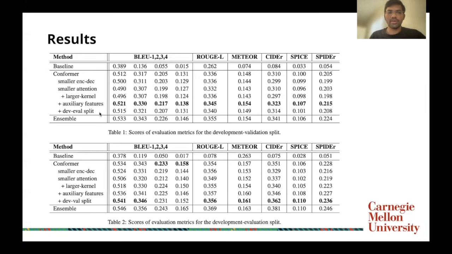And to get a better ensemble, we had different variations of our model, like smaller encoder decoders or smaller attention, larger kernel size, and using the auxiliary features, which is the PANS model outputs. We also included our analysis with additional training data, which is the development evaluation split, and correspondingly the similar things for the development validation split here.